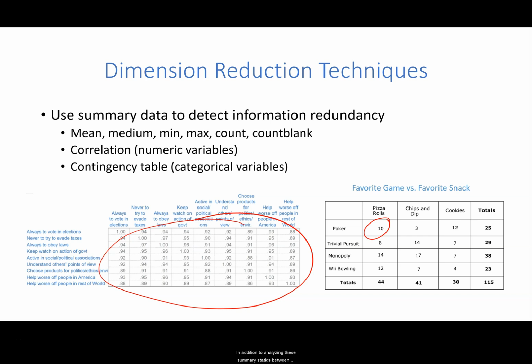In addition to analyzing these summary statistics between predictor variables to detect information overlap, you can also use the same techniques to detect relevancy between predictor variables and the target variable. As you can see, using summary statistics provides another level of scrutiny for information redundancy and relevance in the effort to reduce data dimensions.